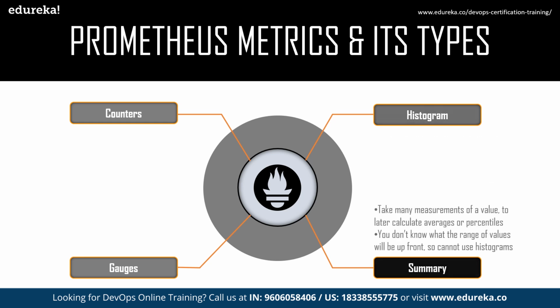Now, moving on to the next metric, we have summary, which is very similar to histogram. A summary samples observations, while it also provides a total count of observations and a sum of all observed values. It really calculates configurable quantiles over a sliding time window. Now, a summary with a base metric name of base name exposes multiple time series during a scrape. The difference between summary and histogram is that here you do not know what the range of values will be upfront, so you cannot use histograms. Whereas in a histogram, you know what the range of values will be upfront, so you can just define it on your own.